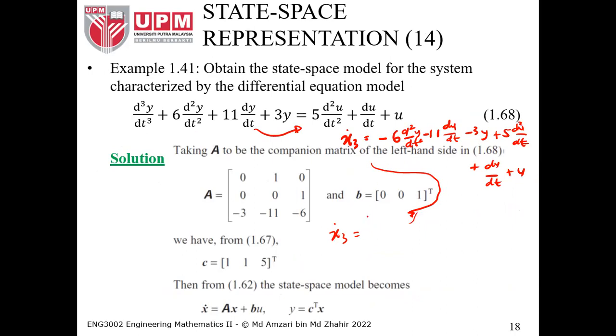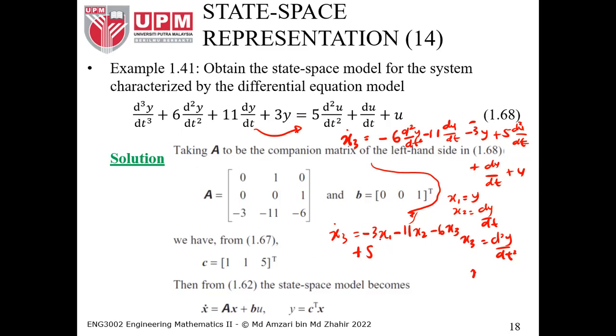Okay, we take x1. So we know that x1 will be y, x2 will be dy over dt, x3 will be d square y over dt square, and so on until x3. So the equation will be, the 3y will be negative 3x1, minus 11x2, minus 6x3 and the rest, plus 5 du over dt and the rest.